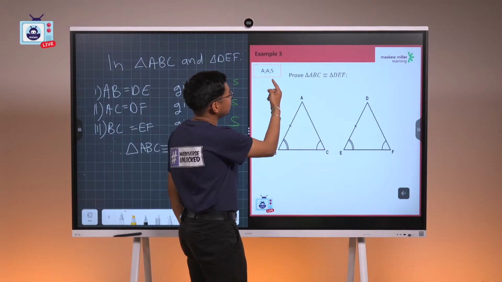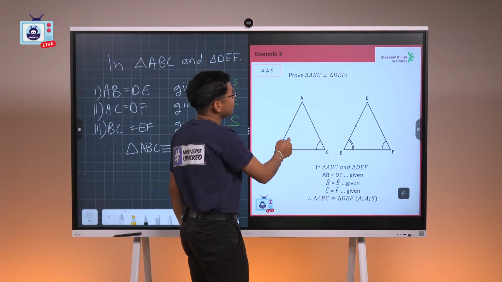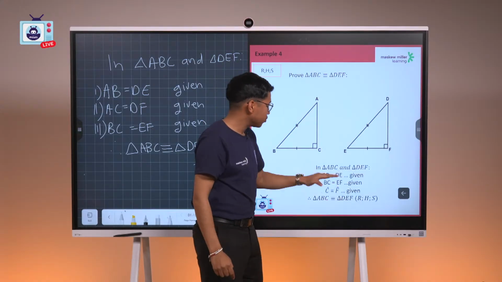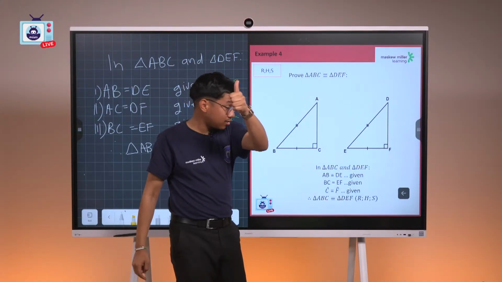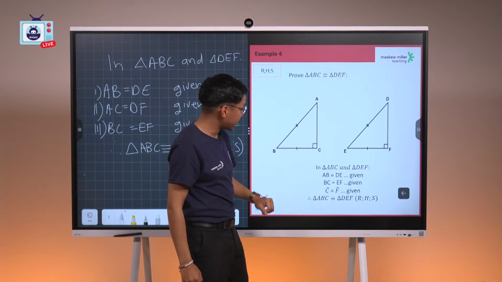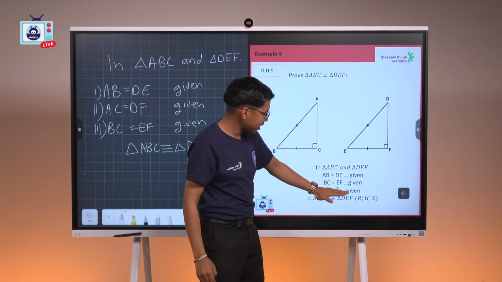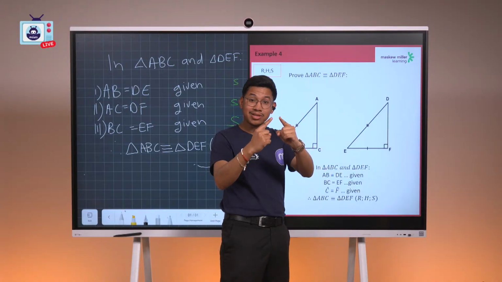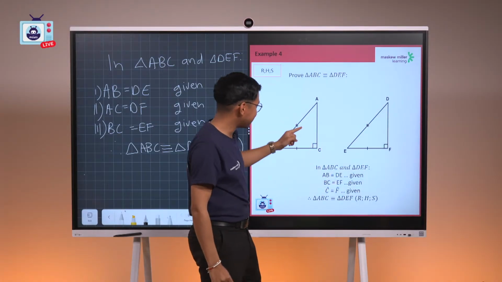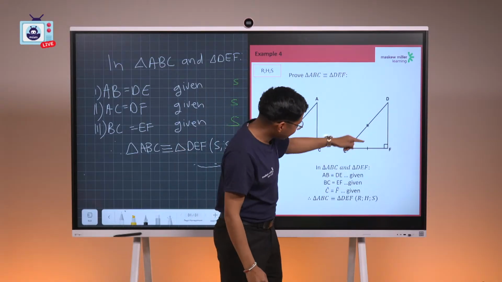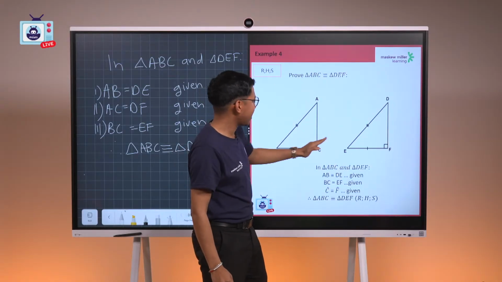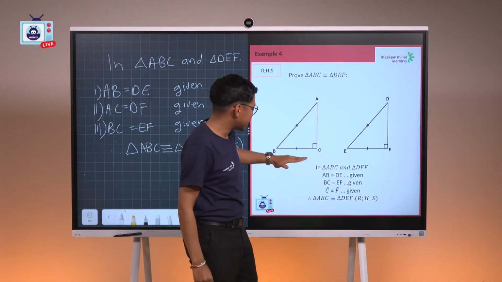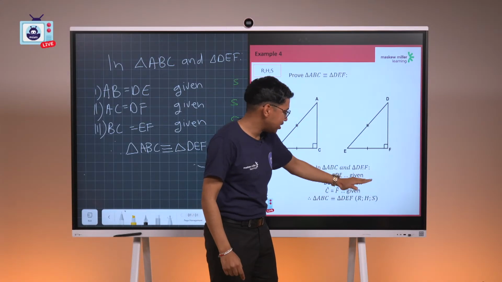They have done one for angle, side, angle, and one for right angle, hypotenuse, side. Just to note here, we have a right angle, 90 degrees. So the angle C is equal to angle F, which is a right angle. And with a right angle in a triangle comes what? A hypotenuse. So AB and DE are the hypotenuses. And then my last side that's equal is the side BC and the side EF, that's given.